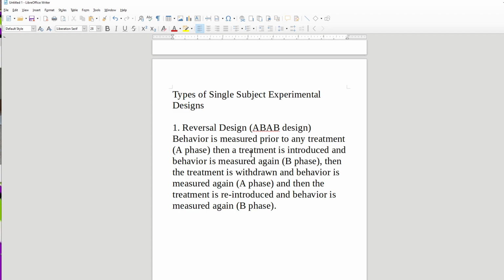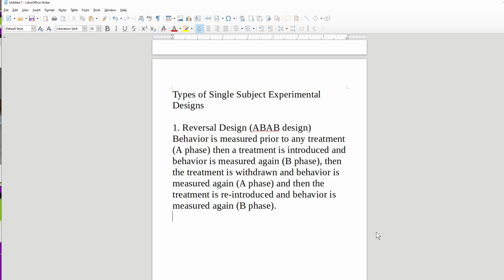And if the treatment is the thing that's causing the reduction, well, then when we remove the treatment, behavior should reverse to where it was before. That's the idea, is if the treatment was causing the change in behavior, after you remove the treatment, the behavior should reverse. That's where the reversal design comes from.